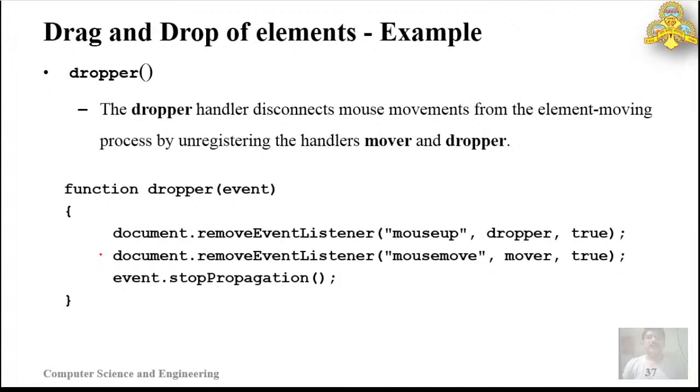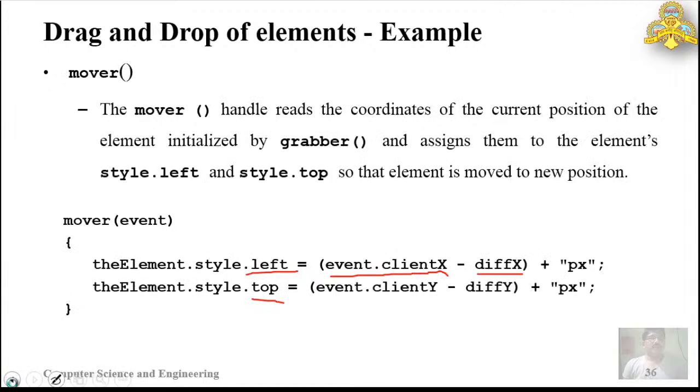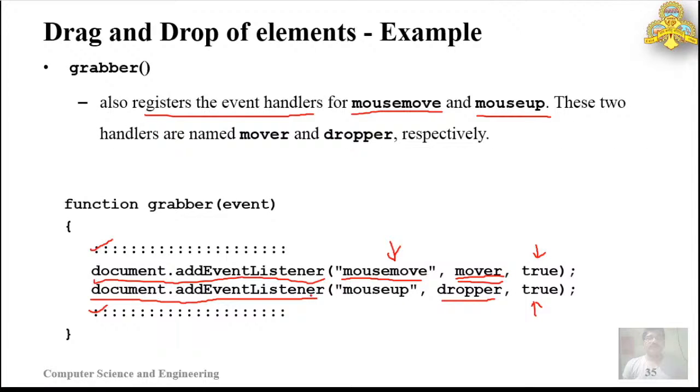Dropper disconnects the mouse movement event handlers by unregistering them. So how the dropper is called is very important, and that is specified here in the grabber function.